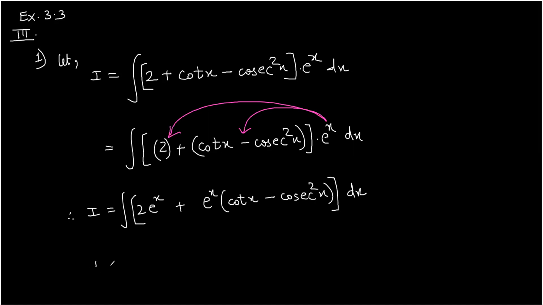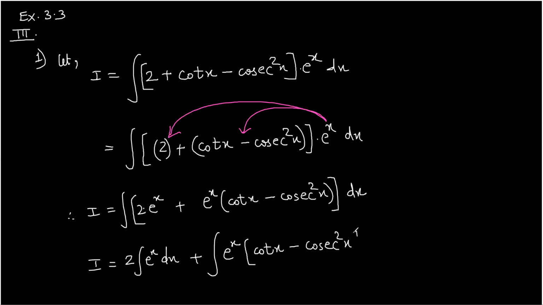Now I shall write separate integrals. So I will have I equals the integration of 2 e raised to x. When I write the integration of 2 e raised to x, 2 is a constant, so 2 is out. I will have e raised to x dx plus here I will have e raised to x, cot x minus cosec square x, and dx.